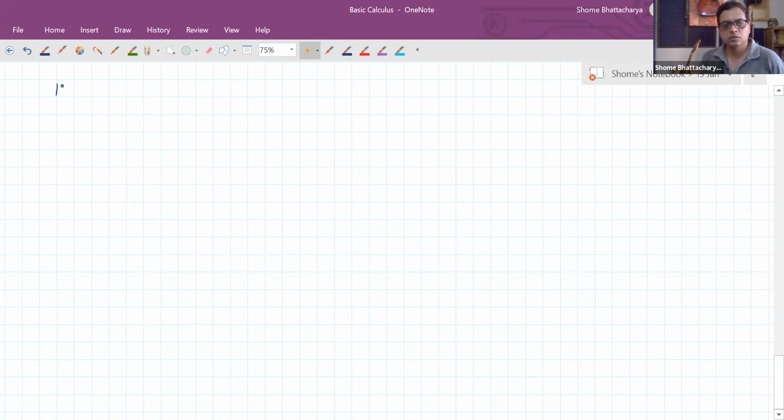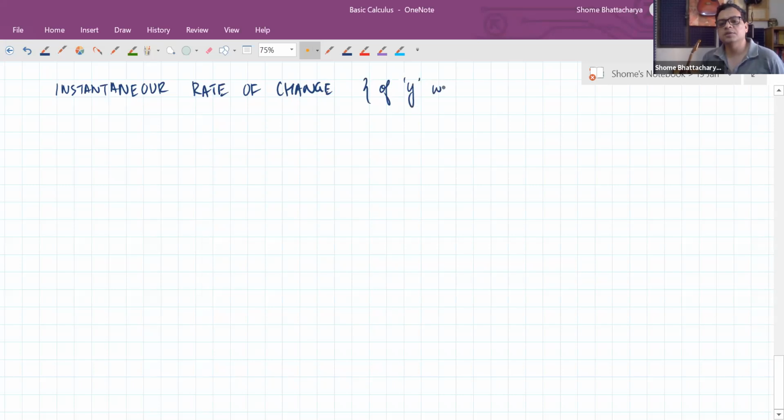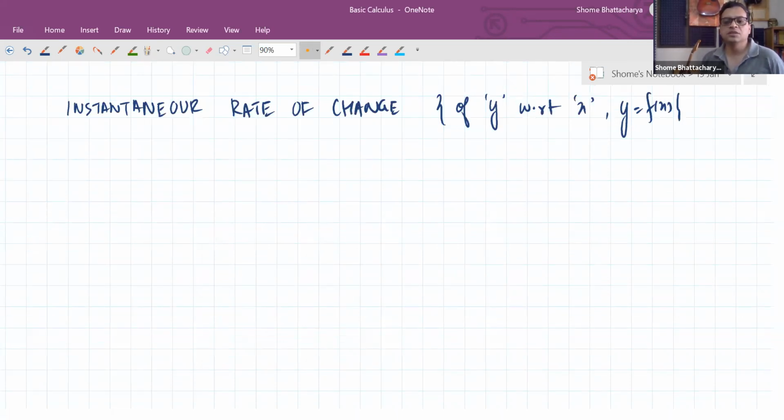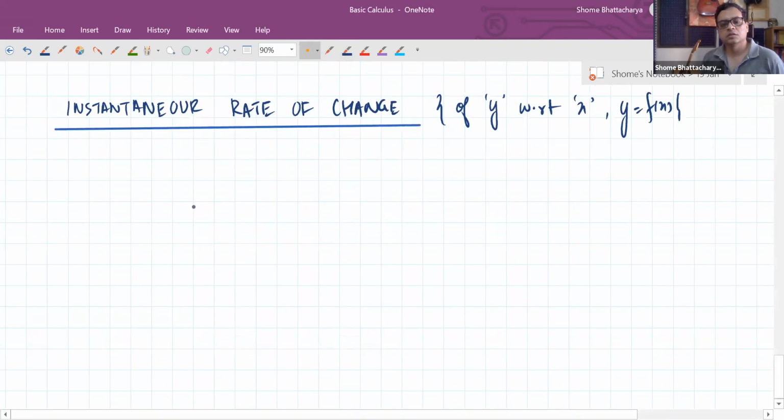So, instantaneous rate of change of, let's say, y with respect to x, and given that y is a function of the independent variable x. So as you know, the symbol given to this quantity of instantaneous rate of change is dy by dx, where we understand this as the calculation of a limit that delta x should be tending to 0. It should be very small.